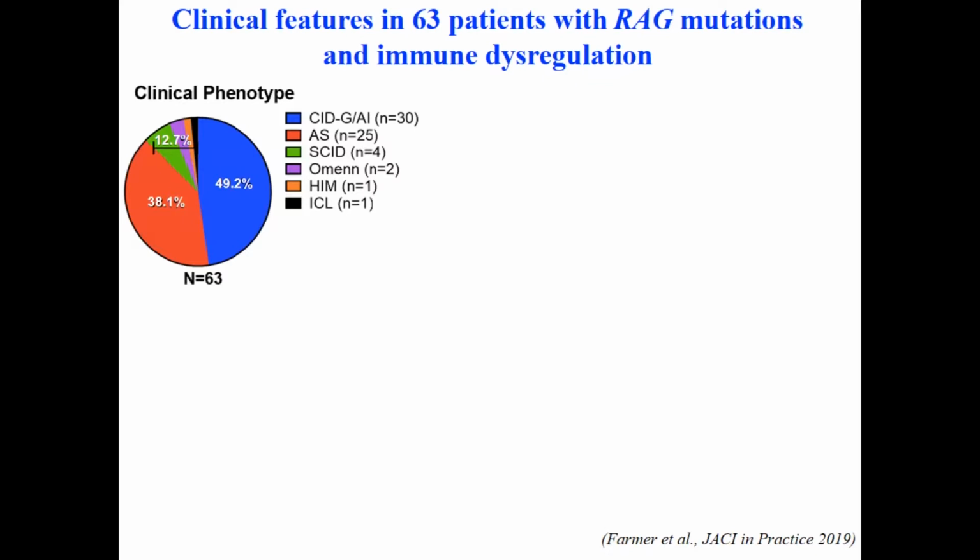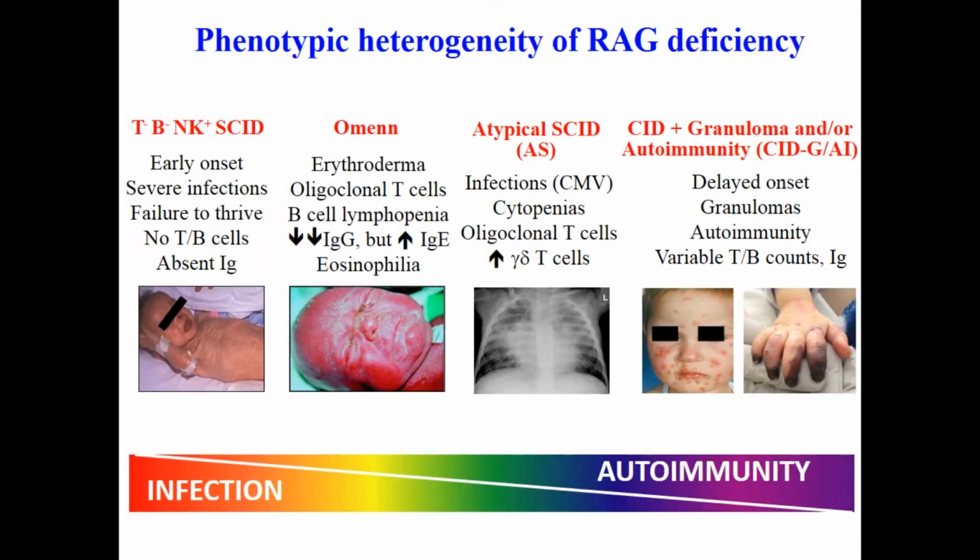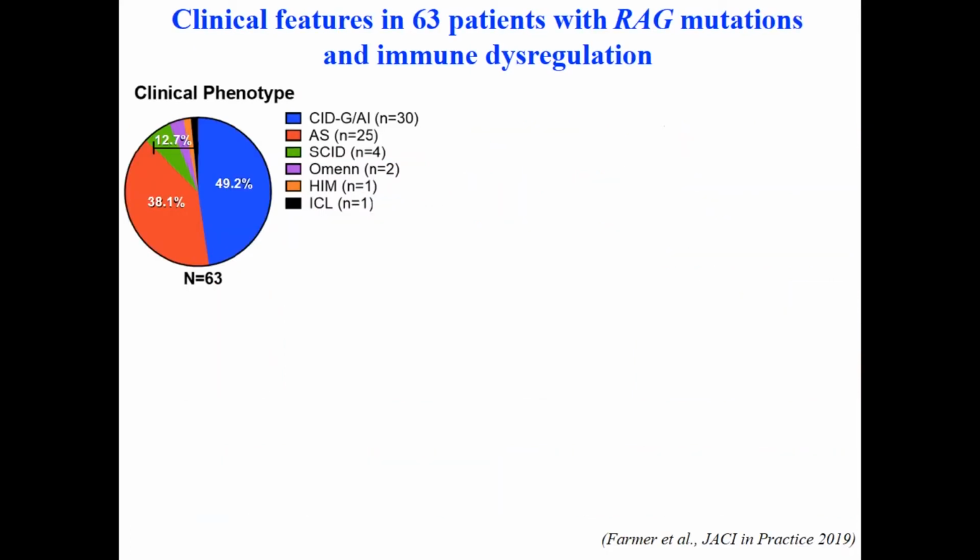So the real problem of immune dysregulation happens in patients, let me go back one slide here, at the very end, on the very right of this spectrum, the leakiest mutations, those that are associated with granuloma formation, autoimmunity, delayed onset disease, variable number of T and B cells around, clearly a more subtle phenotype than the typical lack of T and B cells that you see in RAG patients. That's a CID-GI. The other big group was in red, the atypical SCID. So again, those are the two situations, atypical SCID and combined immunodeficiency, where you may see immune dysregulation.